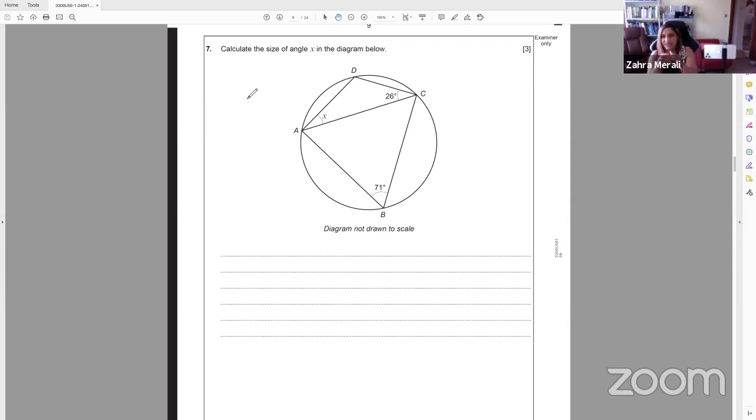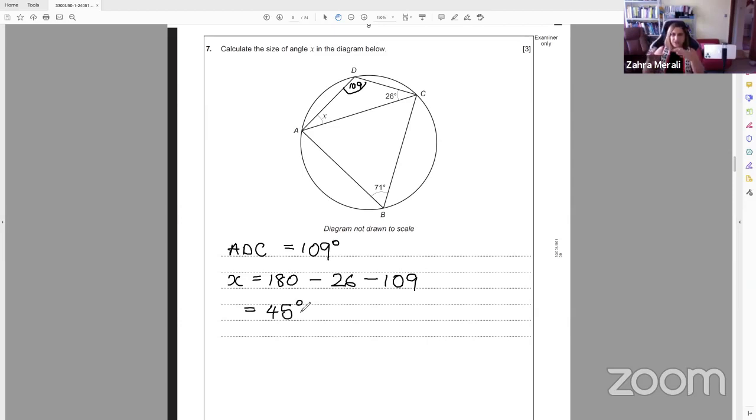And what we know about them is that the opposite angles of that 4-sided shape add up to 180. So if the angle ABC is 71, that means that the angle ADC must be 109. So ADC, so this one here, is 109. And we know that angles in a triangle always add up to 180. So that means x must be the same as 180, take away 26, take away 109, which gives you 45 degrees.